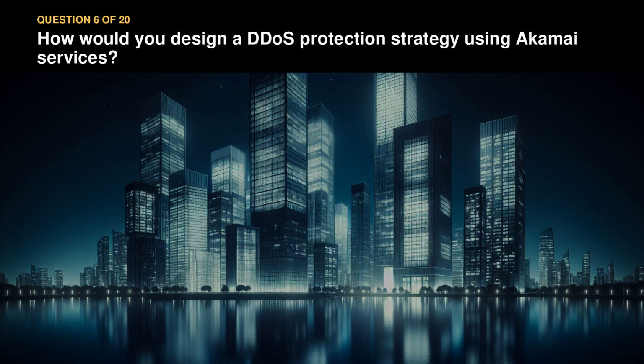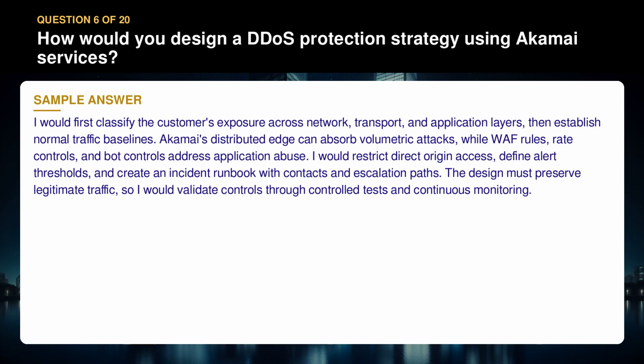Question 6. How would you design a DDoS protection strategy using Akamai services? I would first classify the customer's exposure across network, transport, and application layers, then establish normal traffic baselines. Akamai's distributed edge can absorb volumetric attacks, while WAF rules, rate controls, and bot controls address application abuse. I would restrict direct origin access, define alert thresholds, and create an incident runbook with contacts and escalation paths. The design must preserve legitimate traffic, so I would validate controls through controlled tests and continuous monitoring.